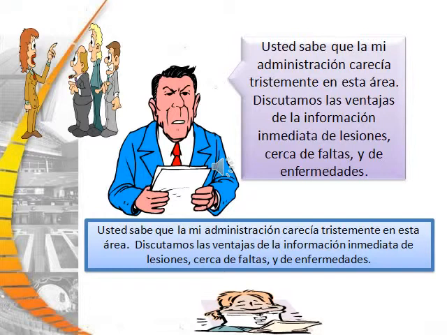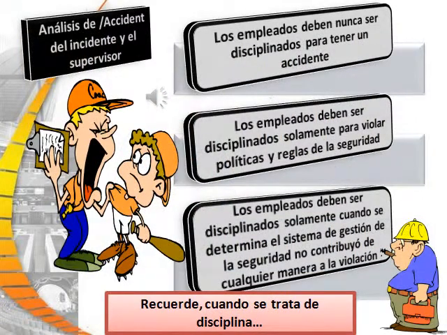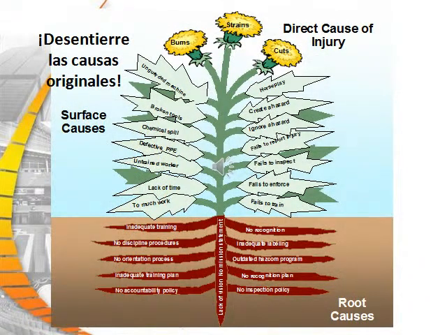Let's discuss the benefits of immediate reporting of injuries, near misses, and illnesses. Employees should never be disciplined for having an accident. Employees should be disciplined only for violating safety policies and rules. They should be disciplined only when it is determined that the safety management system did not contribute in any way to the violation. Dig up the root causes. Check out the chart for root causes, surface causes, and direct causes of injuries.